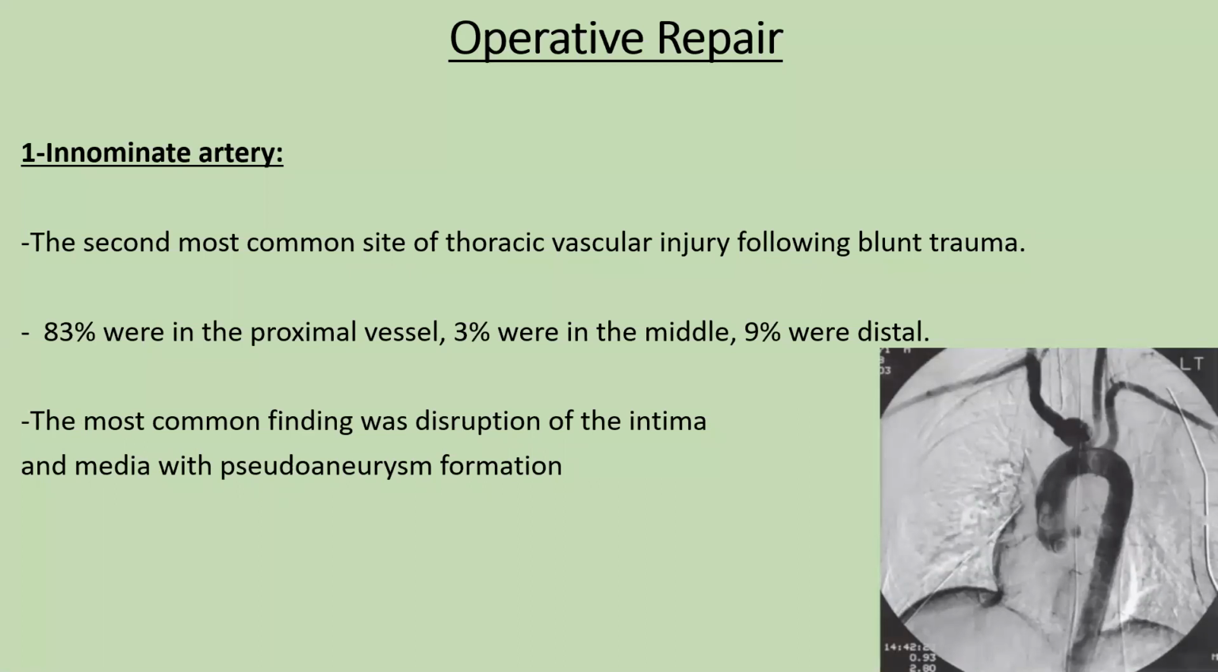Operative repair for the innominate artery. In the series of thoracic vascular injuries, 83% were in the proximal vessels, 3% in the middle, and 9% in the distal. The most common finding was disruption of the intima and media with pseudoaneurysm formation, as shown in this image, where it's showing a rupture of the proximal segment of the innominate artery and pseudoaneurysm formation.